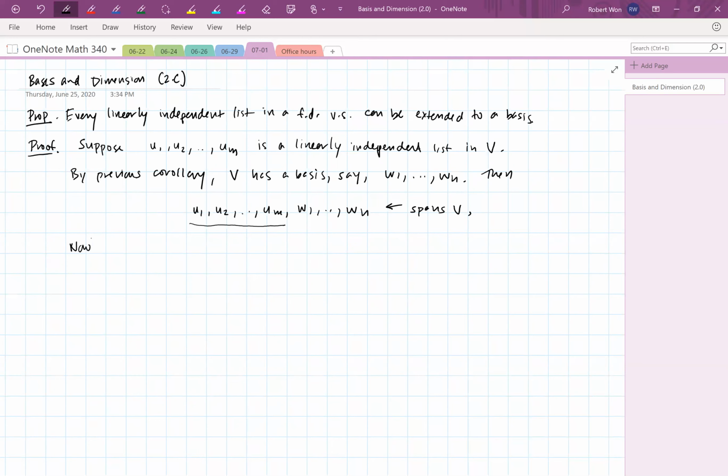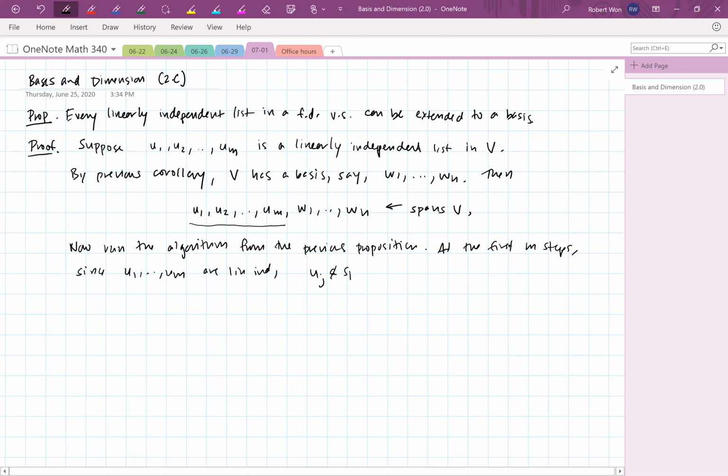Right, so now run the algorithm from the previous proposition. At the first m steps, since the u's are linearly independent, each u_j is not in the span of all the ones before it. So we do not delete any u's. Hence, we're left with a basis that starts with the u's. We obtain a basis containing u1 through um, and then some of the w's, which is exactly what we want to prove.